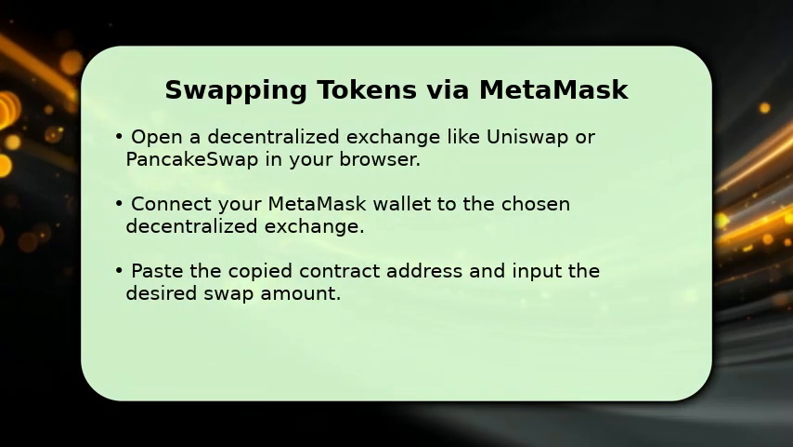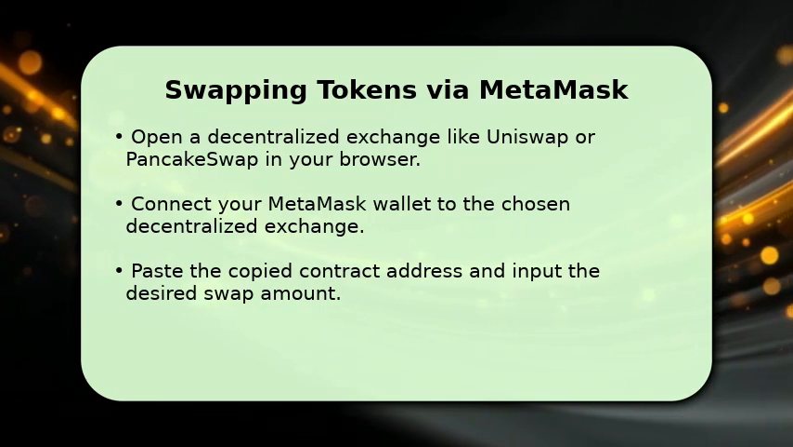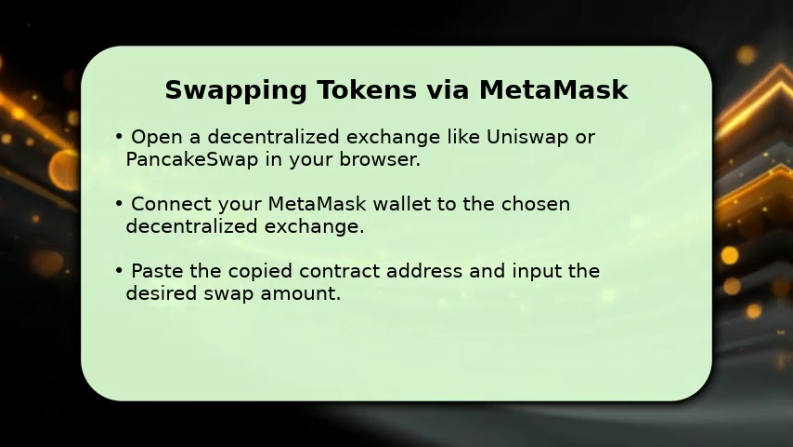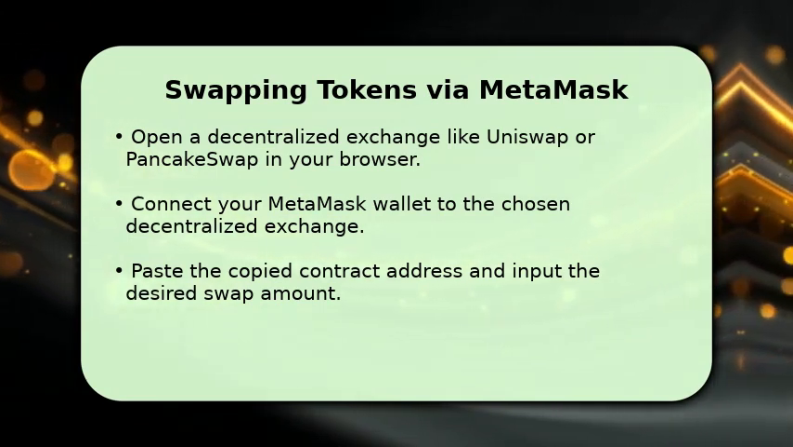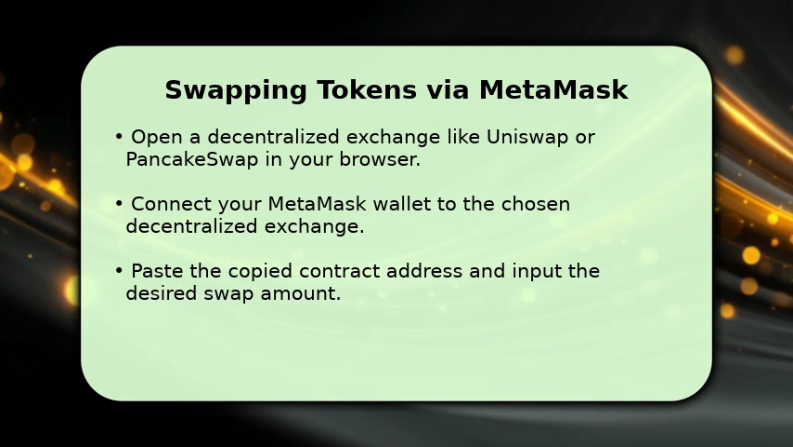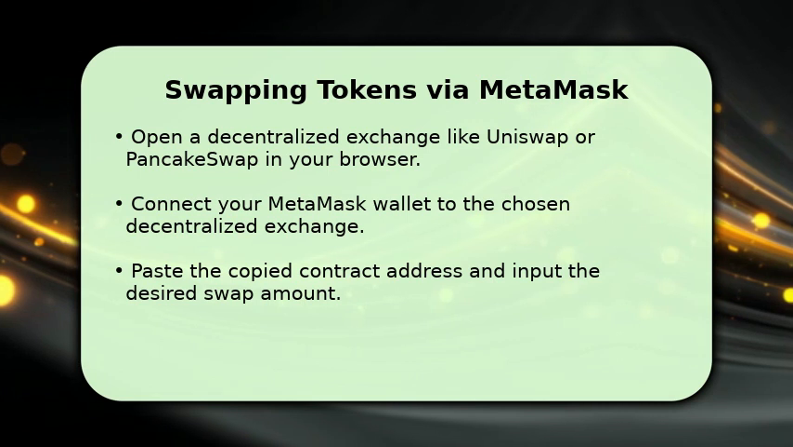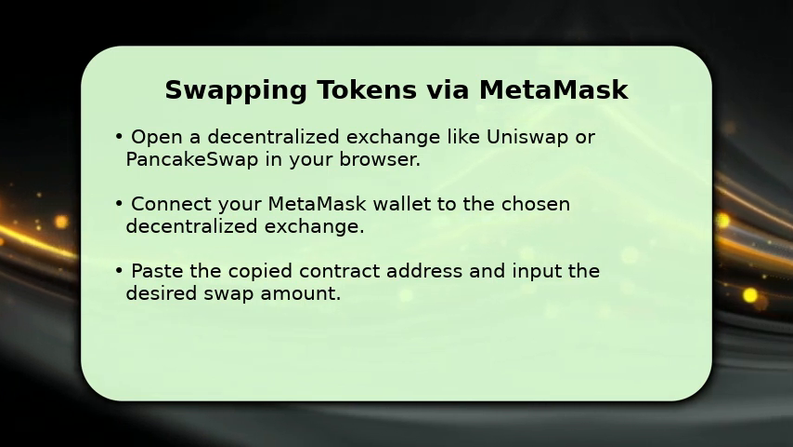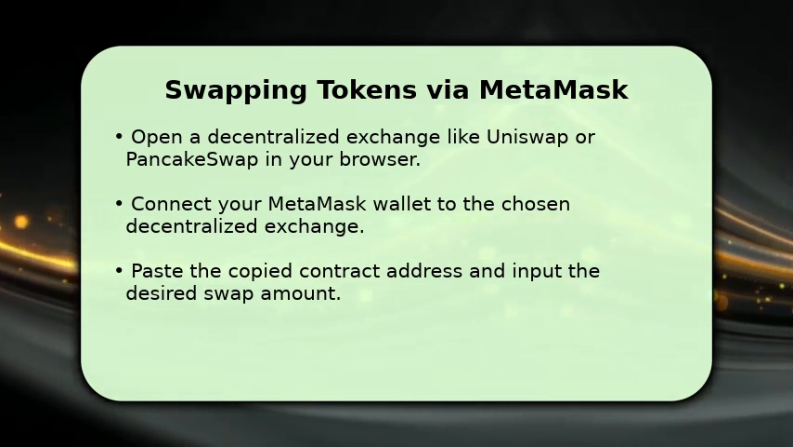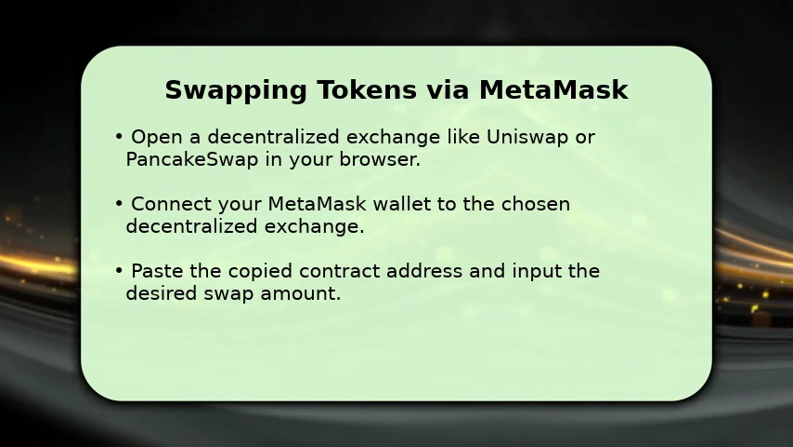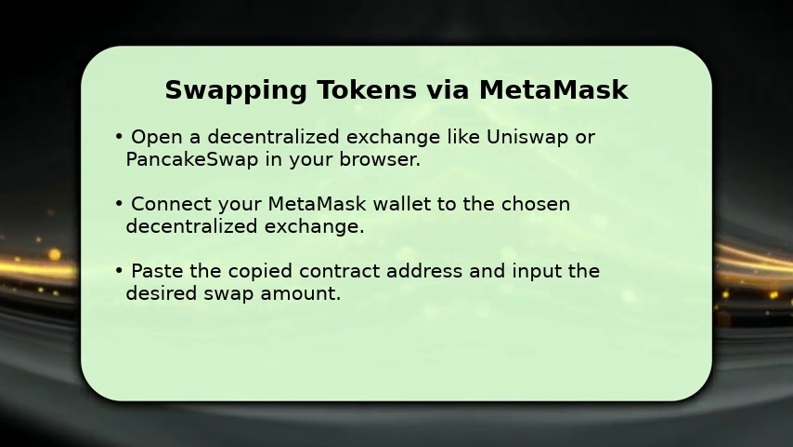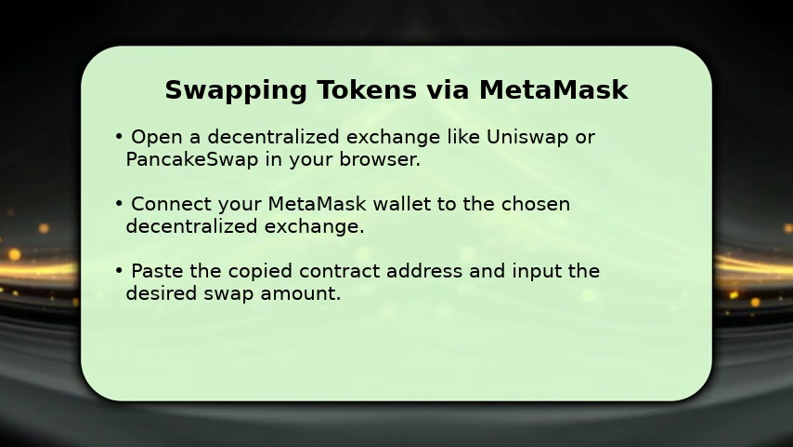Now, open a decentralized exchange, such as Uniswap or PancakeSwap, in your browser. Connect your MetaMask wallet to the exchange. Paste the token's contract address into the To field. Input the amount of your base cryptocurrency you wish to swap. Review all transaction details, including potential slippage and gas fees, before confirming the swap in MetaMask.